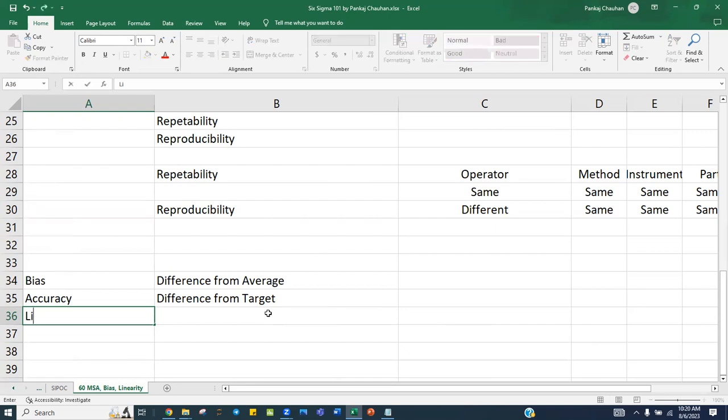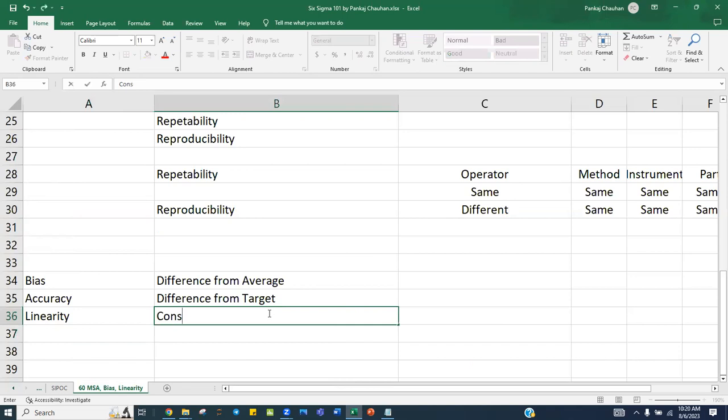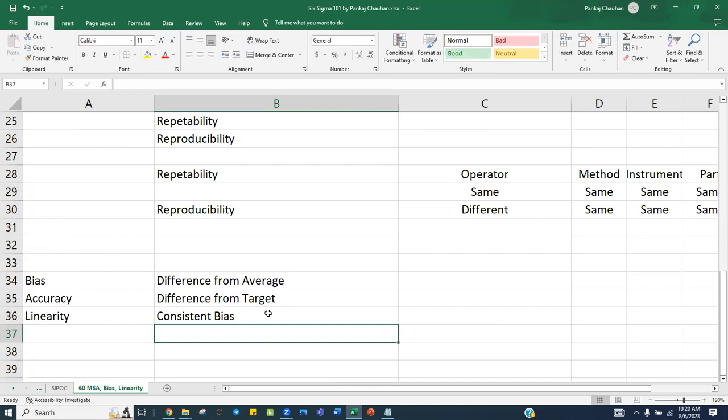And linearity is consistent bias, which means the difference from the average value is consistent, that is called a bias, or the difference from the target value is consistent, that's called a consistent bias or linearity. So data may be linear or maybe non-linear.